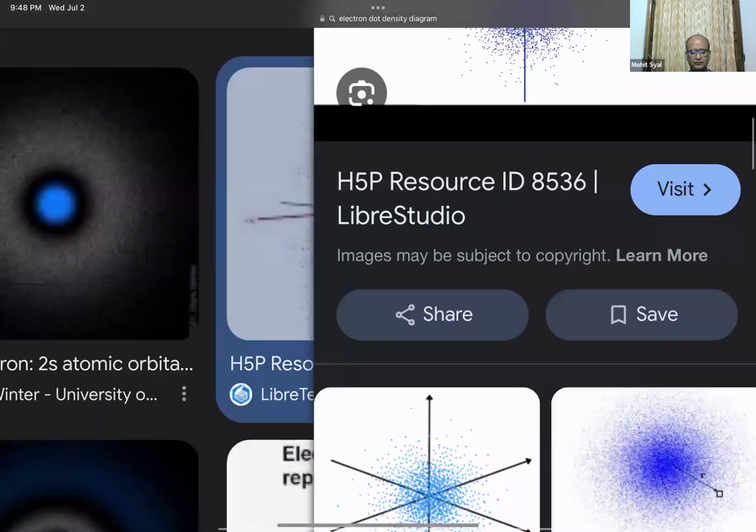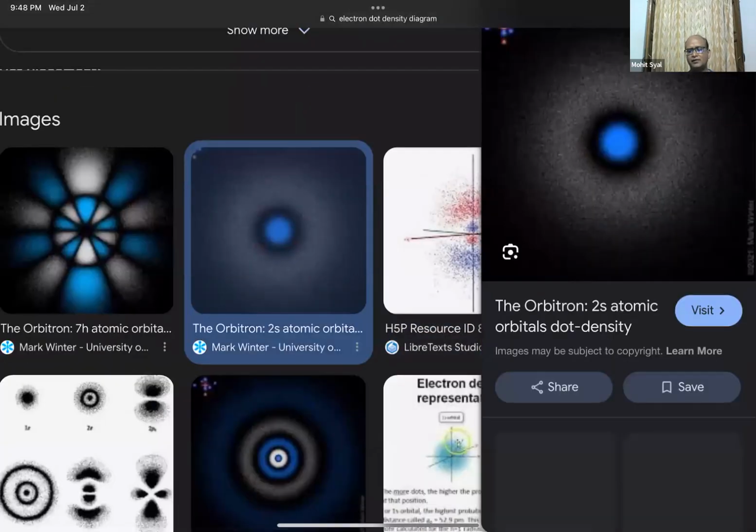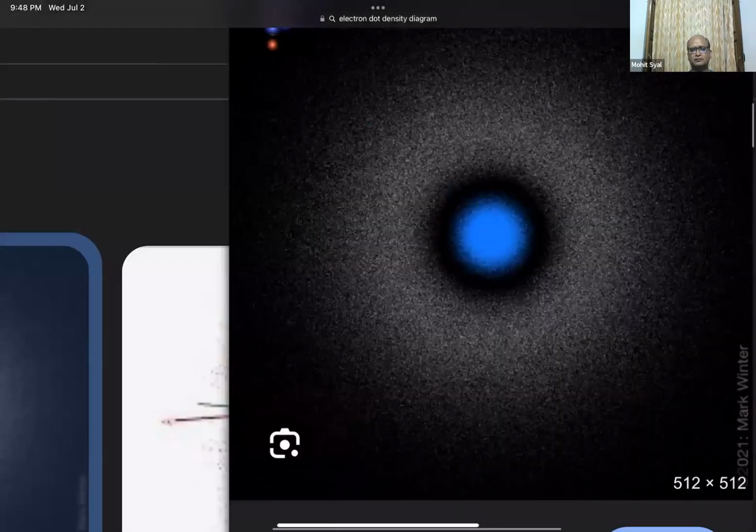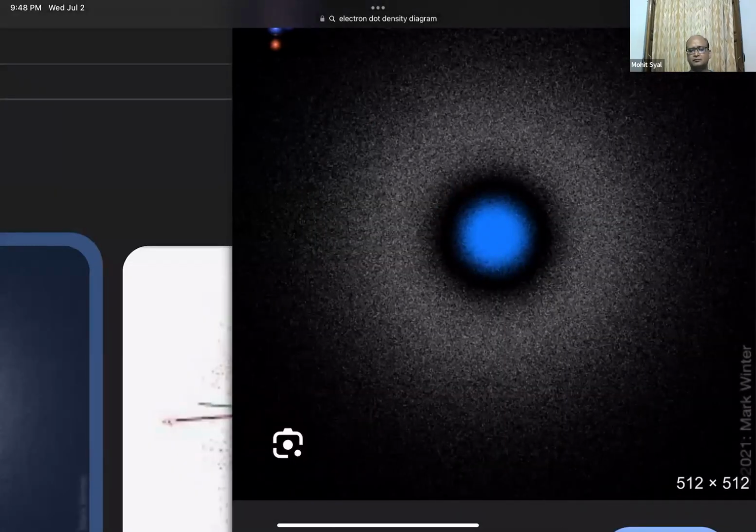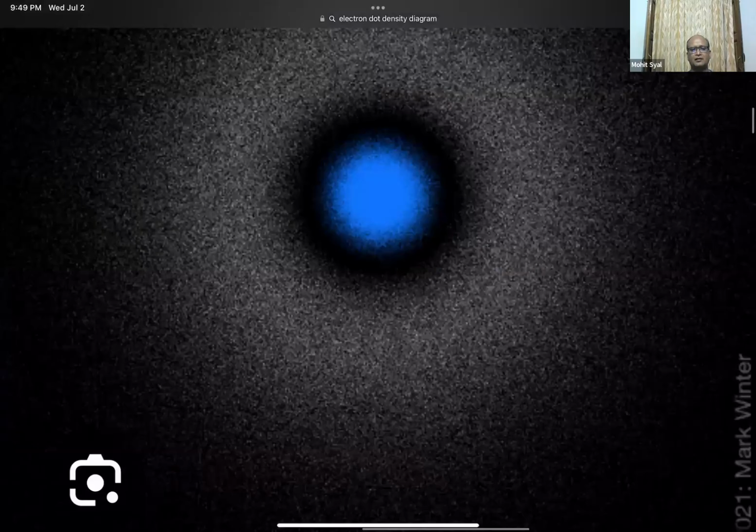I will discuss the types of nodes in detail later. These are the waves. Can you see the node? A node is the region where the value of psi is zero. You can see an empty circle, an empty shell-like thing, because the atom is like a ball. The two positive and negative signs are represented by blue and white.